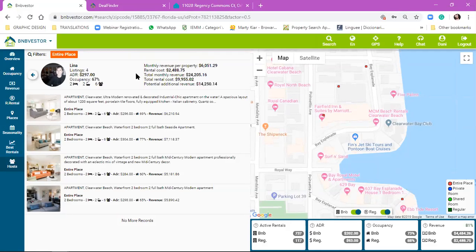Okay, so that's a lot of money. And she's only even starting with 4 properties. I mean, she can go up to 5, 10 properties, and she'll be around $30,000 per month.